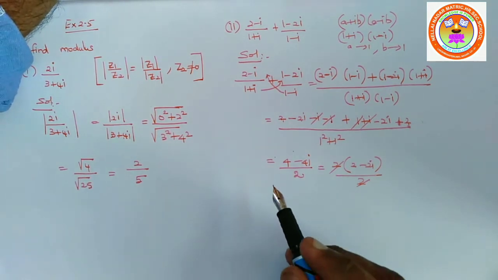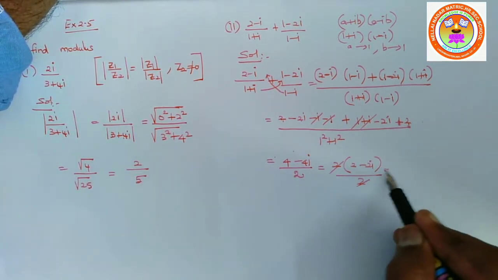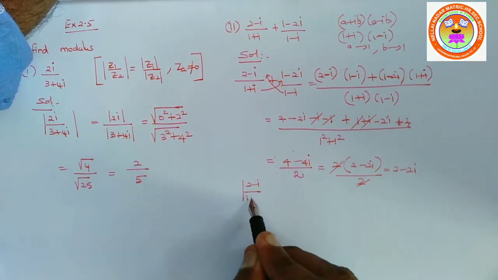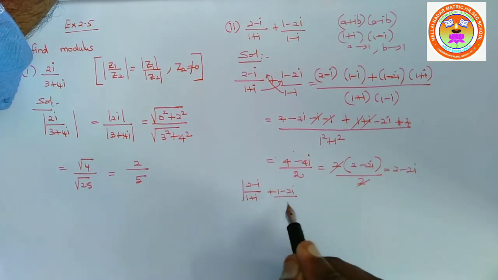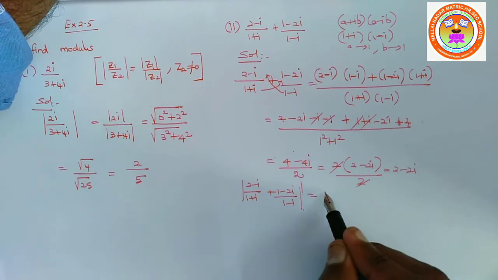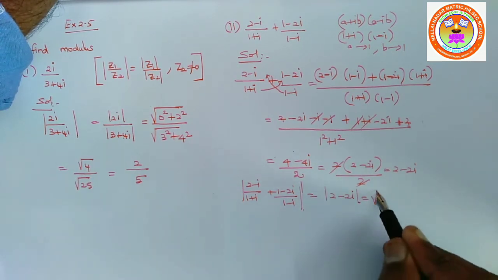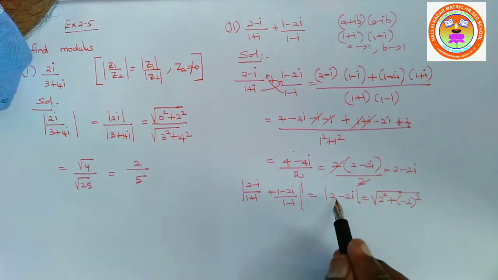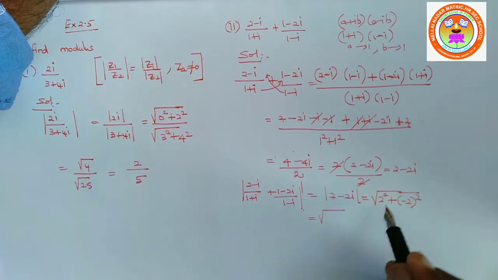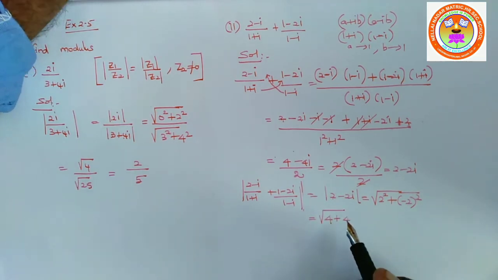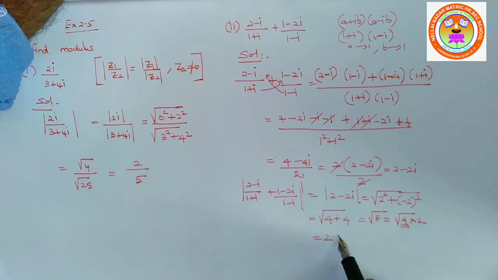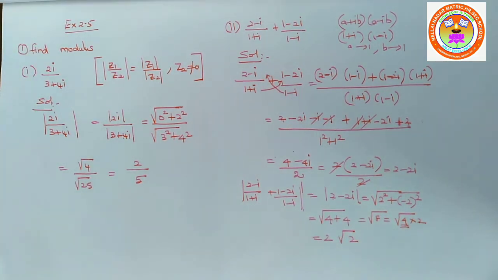Now I can take the modulus. The remaining is 2 minus 2i. So the modulus of the whole expression is the modulus of 2 minus 2i. Real square is 2 square, imaginary is minus 2, whole square. Real is 2, imaginary is minus 2. 2 square is 4, minus 2 square is also 4, so the answer is 4 plus 4, which is 8. This 8 I can write as 4 into 2, so the square root of 4 is 2, leaving 2 root 2. This is the required answer.